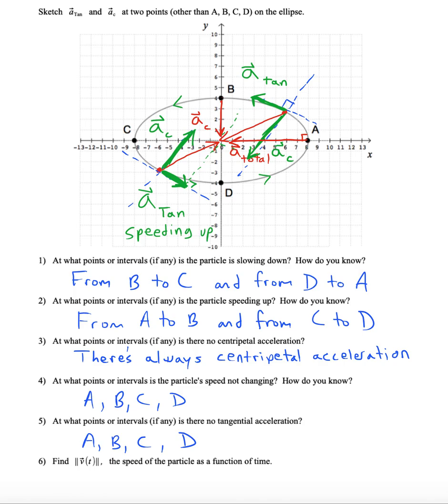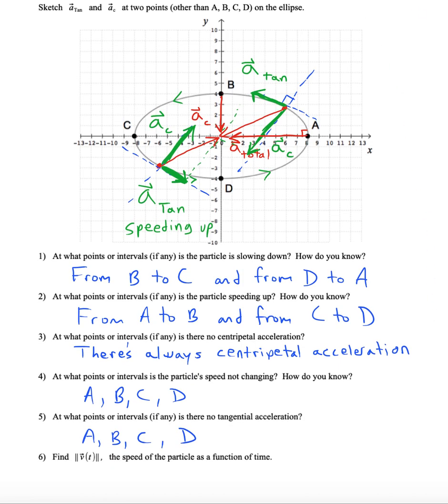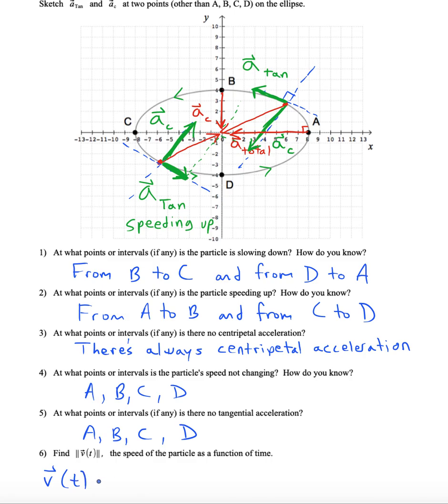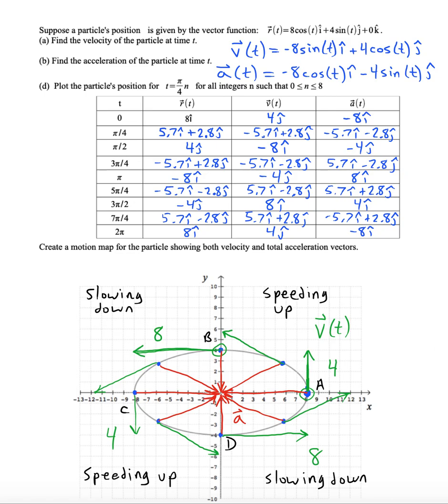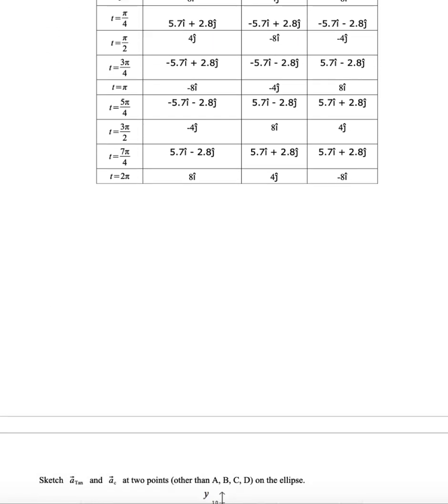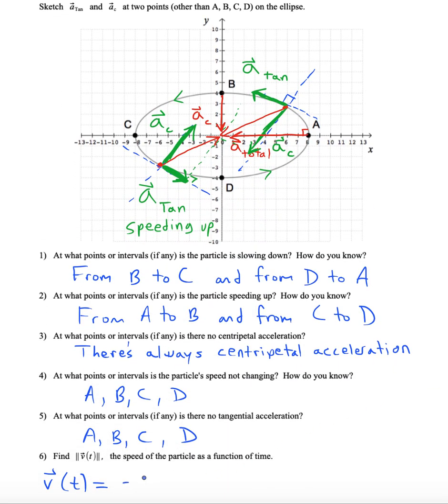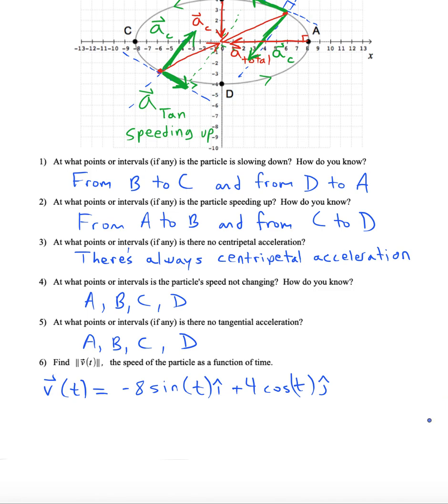Lastly, we want to find the speed as a function of time. We already have, from previous work, a function for the velocity, but that is a vector. Let's get that formula. It's negative 8 sine t i plus 4 cos t j. Right now it's not a speed, it's a velocity. So what we'd like to do now is find the speed using the magnitude formula. The speed is nothing more than the magnitude of the velocity. And so what we want is to take the square root of Vx squared plus Vy squared.